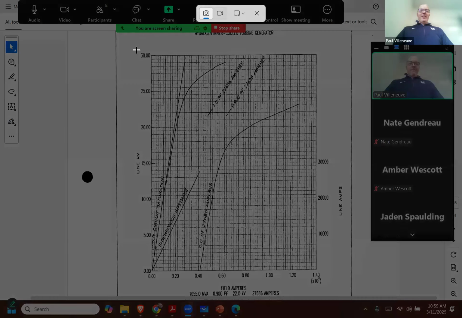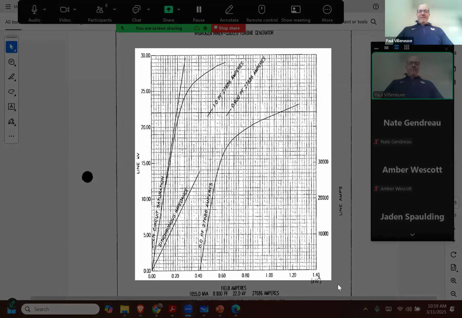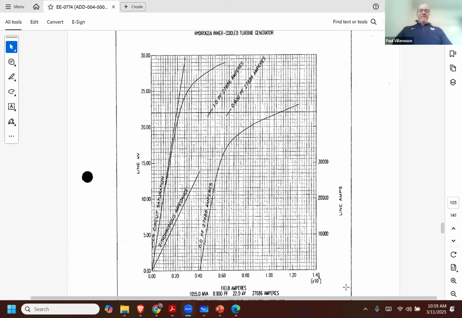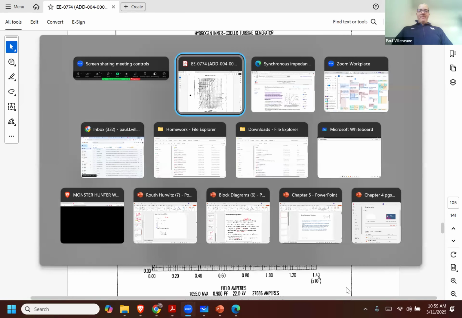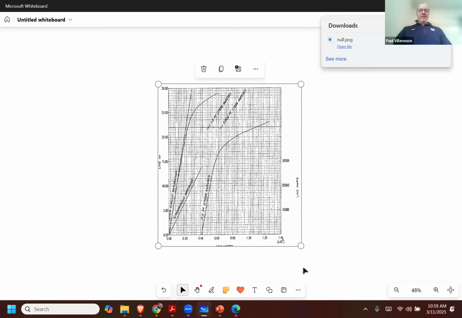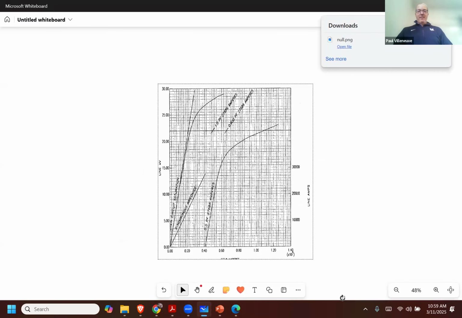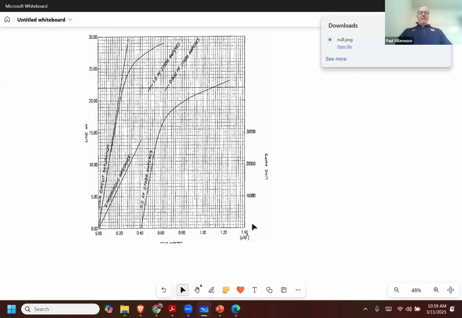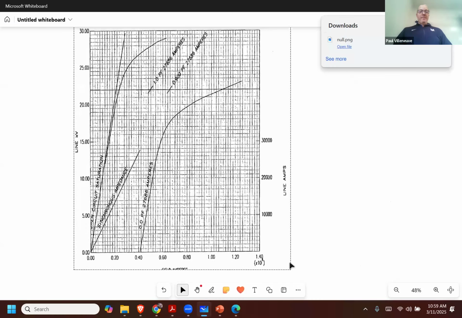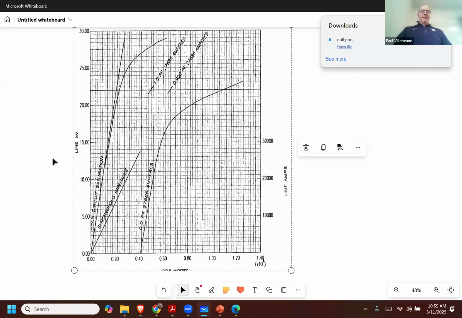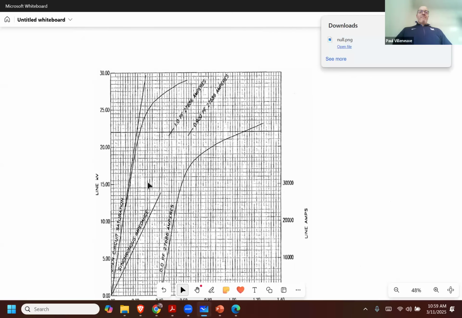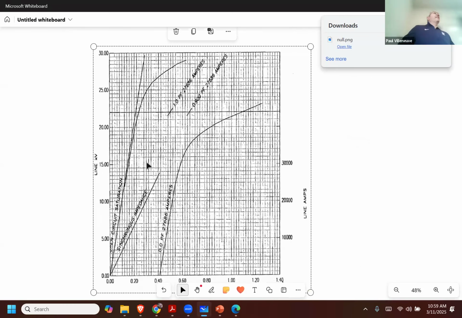Is that a yes or a no? Yeah. It's something you should know. What is the bottom graph? Or what is the bottom axis, the x-axis? It is field current, DC field current, right?